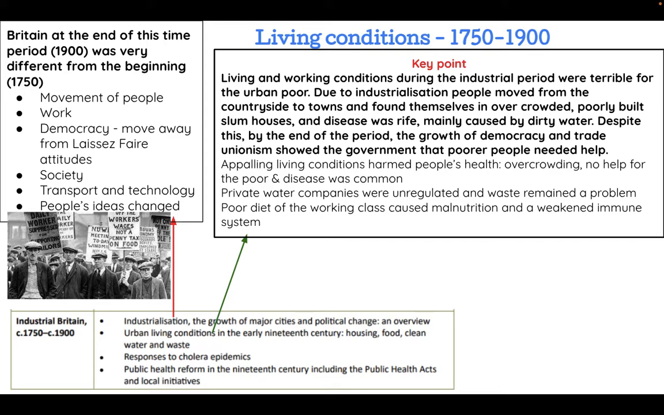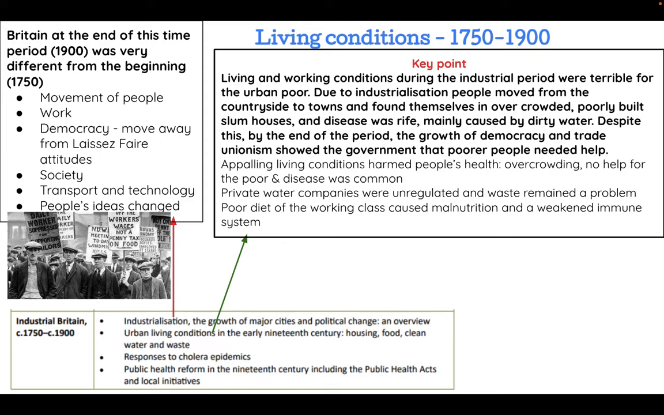We can split this up into three reasons. Overcrowding would be one. Two, there was no help for the poor, and three, disease was common. So let's have a look at overcrowding. What causes this problem then? Well, migration, so the movement of people from the countryside, people looking for work.